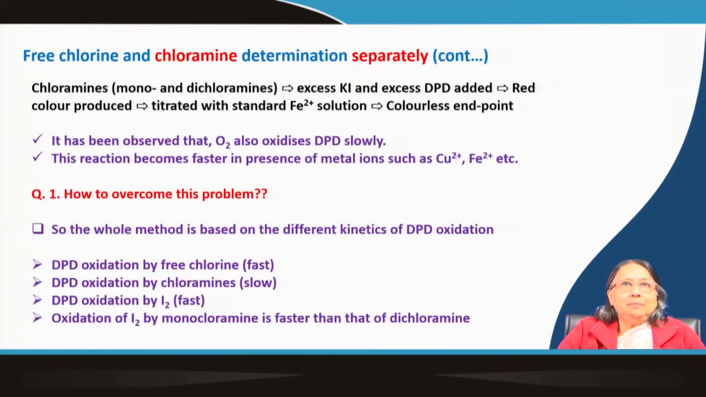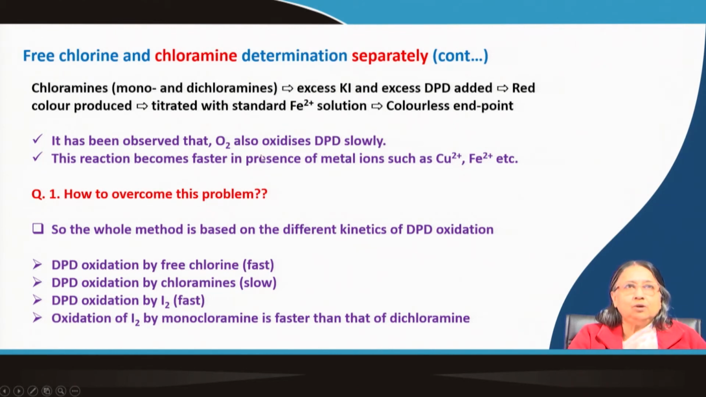Free chlorine and chloramine determination separately, the same thing, it is written in a nutshell. Chloramines, mono and dichloramine, excess KI and excess DPD added, red colored product titrated with standard Fe2 plus, colorless endpoint. It is the combined, okay. Excess you have added, so both are reacting.